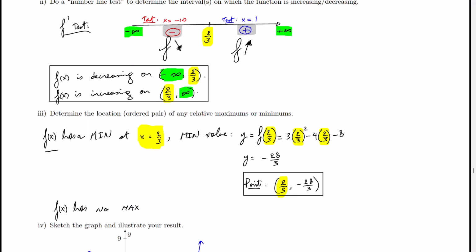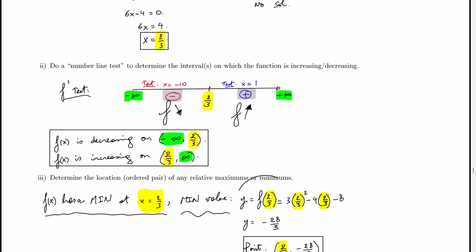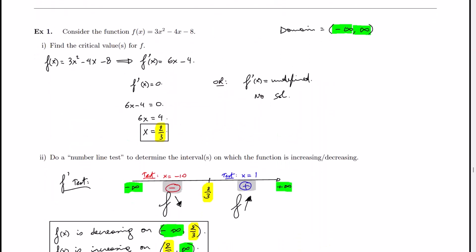And so we will say that the f of x function has a minimum at x equals 2/3. And how do we find the minimal value of the function? Well, we plug 2/3 into the original function f of x. This is how you find the y value always. So be careful. You need to use the original function, not the derivative. So the derivative tells you the x coordinate, but to get the y coordinate, you always go back to the original function itself.